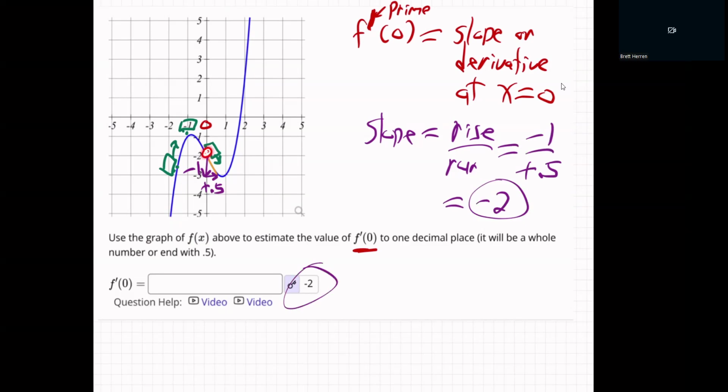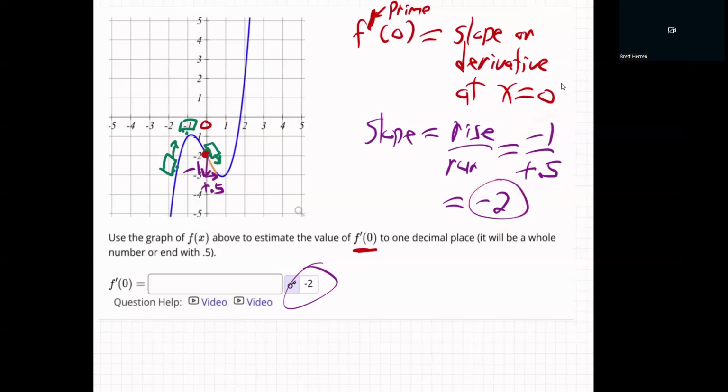So I go right here and I just estimate the steepness, the slope right there. And it looks like it's going down one. Slope is rise over run. So I draw a little line that's the steepness of the curve right there. Looks like it's down one over a half. Divide that, that's -2.